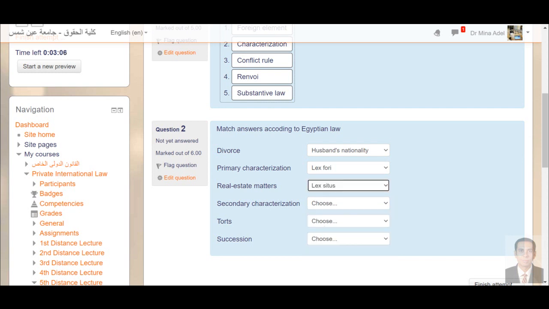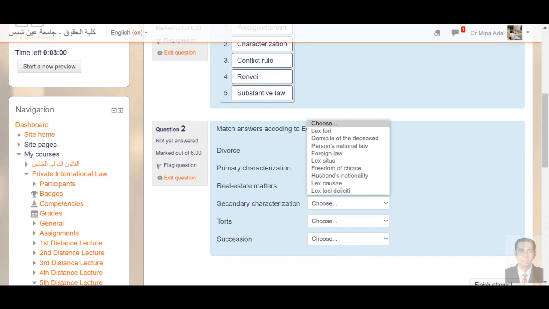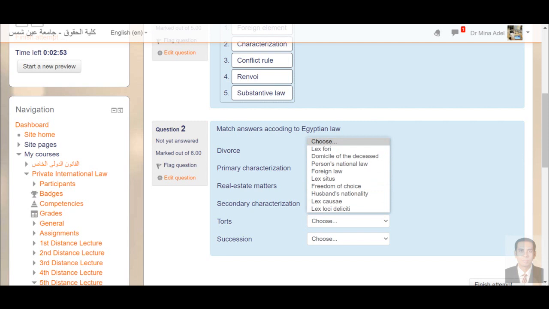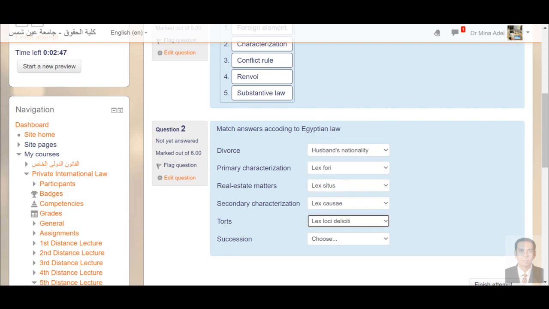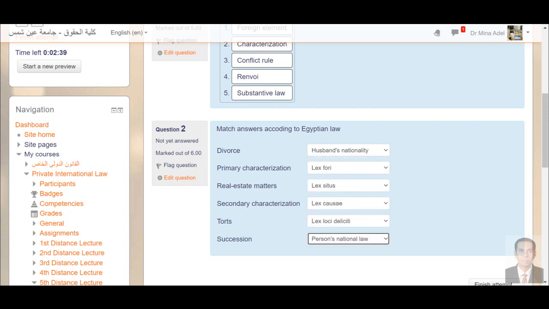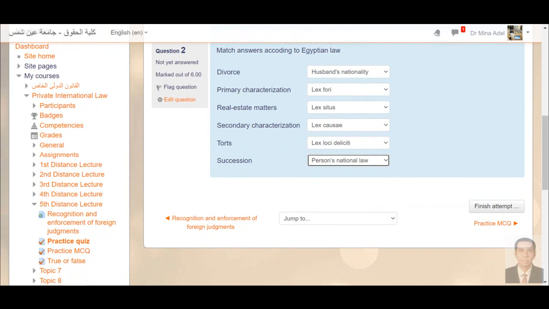Secondary characterization. So as you know, primary characterization is Lex Fori. So of course it is Lex causae, so the applicable law. We have torts. Concerning torts, it is Lex loci delicti, this one. And finally we have succession. In Egyptian law, it is according to person's national law.